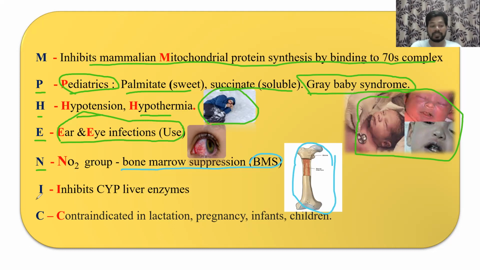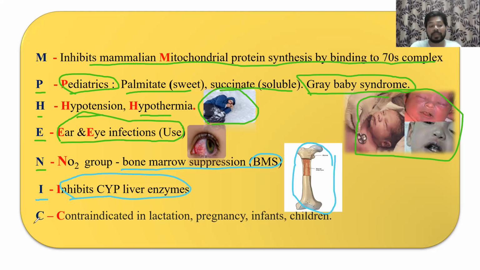And the next alphabet is I. Based on alphabet I, chloramphenicol inhibits the CYP liver enzymes, that is cytochrome P450 metabolic liver enzymes like CYP1A2, CYP3A4. So a number of enzymes are there. If you observe the metabolism concept in general pharmacology, there are enzyme inducers which increase the CYP enzyme levels, and enzyme inhibitors which decrease CYP enzyme levels. And here chloramphenicol is a CYP enzyme inhibitor, it inhibits and decreases the liver CYP enzymes.